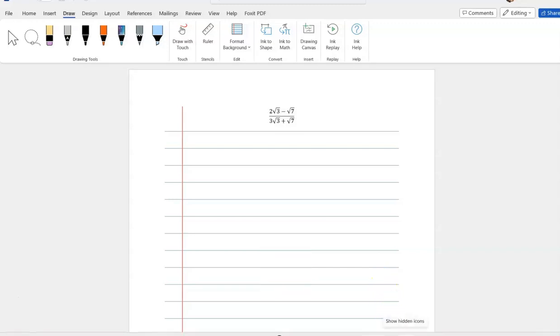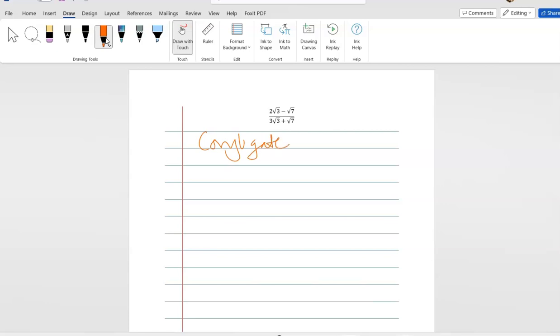We want to rationalize the denominator, but this denominator is more than one piece, right? We can see here we just don't have a radical 3, we have 3 radical 3 plus radical 7. So what do we use? We use the conjugate, okay? And so the conjugate, remember, is we just change the middle sign. So in this case, it's going to be 3 radical 3 minus radical 7, okay?